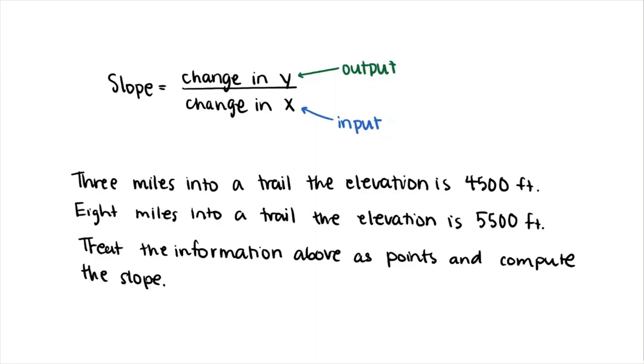So here I say 3 miles into the trail, the elevation is 4,500 feet. And then 8 miles into the same trail, the elevation is 5,500 feet. So slope, we found it by taking 2 points and computing the slope between them. I want to take this above information and treat them as points and compute the slope between these 2 points. And I think by doing so, we might be able to see how slope will typically look in a word problem. So in this first line, it says that 3 miles into the trail, the elevation is 4,500 feet.